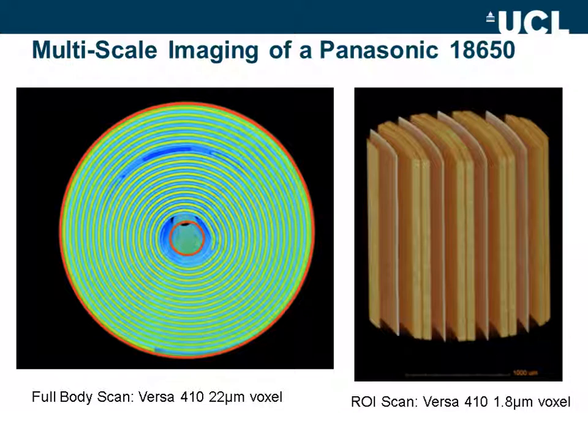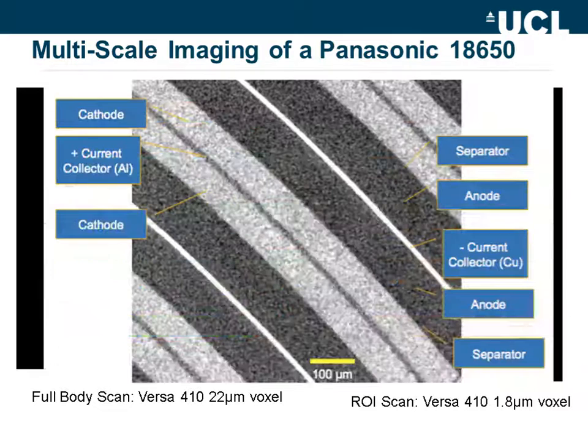Without depackaging the cell, we're able to do a region of interest scan, again using the Versa 410 instrument, to highlight at higher resolution an individual section of that battery. And this cross-section here shows from that region of interest scan exactly the level of detail that we can extract. We can begin to look at the individual electrode layers, cathode, anode, the separators, and the current collectors.